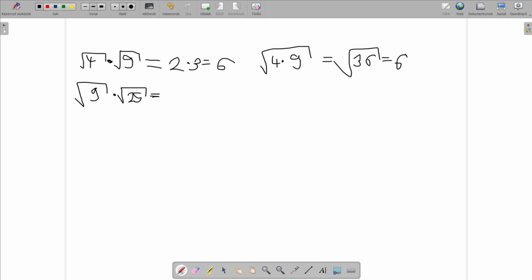So what does this equal to? Well, you might need a calculator for it, but if you have this, then the square root of 9 is 3, and this is times 5, and this is going to be equal to 15. So we can say that the square root of 9 times the square root of 25 is 3 times 5, which is 15.